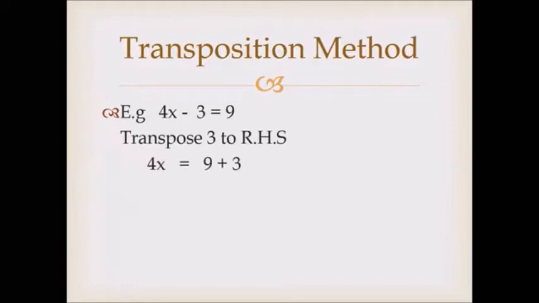So what is left here? 4x, and on the other side, it becomes 12. 4x is equal to 12 on simplifying. Okay, now what do we have to do next? Again, it is 4 into x. So we are transposing 4 to this side.